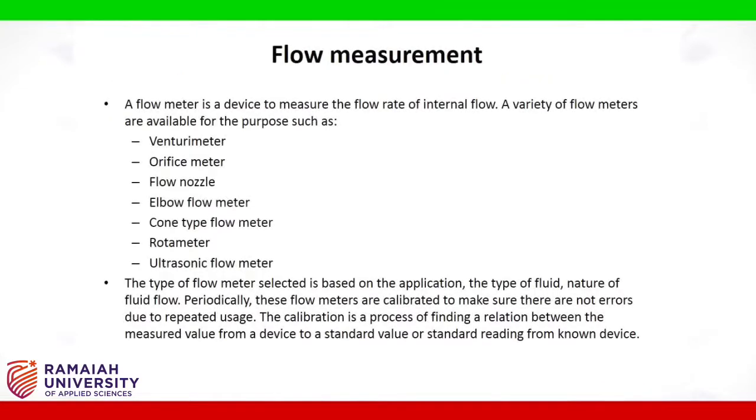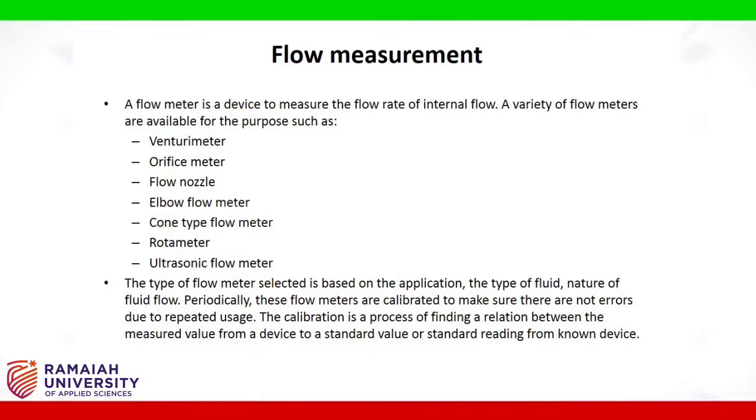A flow meter is a device to measure the flow rate of internal flow. A variety of flow meters are available for the purpose, such as venturi meter, orifice meter, flow nozzle, elbow flow meter, cone type flow meter, rotometer, ultrasonic flow meter, turbine flow meter. The type of flow meter selected is based on the application, type of fluid, nature of fluid flow. Periodically, these flow meters are calibrated to make sure there are no errors due to repeated usage.